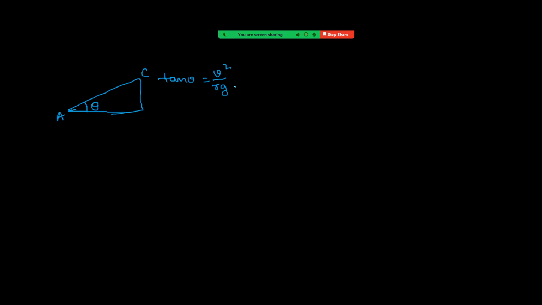According to the given angle 45, tan 45 is 1, equal to v square by r g, with r value given as 5 meter and take g value 9.8. That implies v square equal to 5 into 9.8, which is 49. That implies v equal to 7 meter per second. So for this velocity, there is no friction on the vehicle.